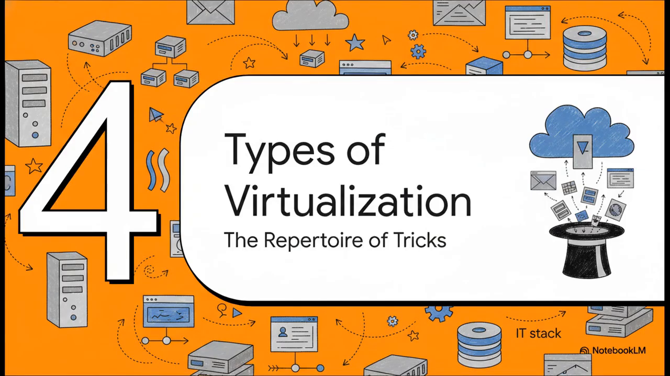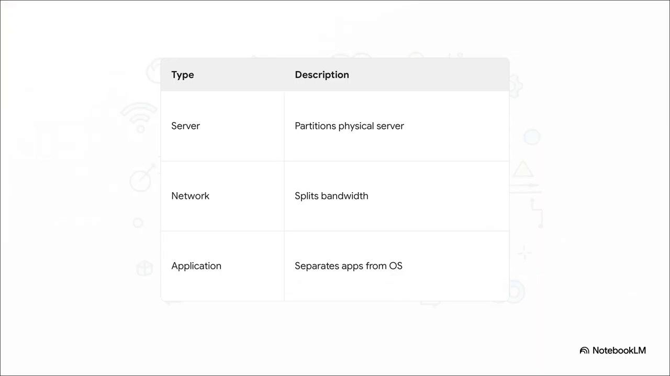Now for part four, types of virtualization, the repertoire of tricks. Once you successfully decouple software from hardware, you can start chopping up different layers of the IT infrastructure. It's kind of like a giant puzzle. You can partition one physical server into several independent virtual servers. You can use network virtualization to split your available bandwidth into independent secure channels. Or you can use application virtualization. This lets you containerize an app, separating it from the OS so you can instantly relocate it without disrupting any other systems. It's pretty amazing.